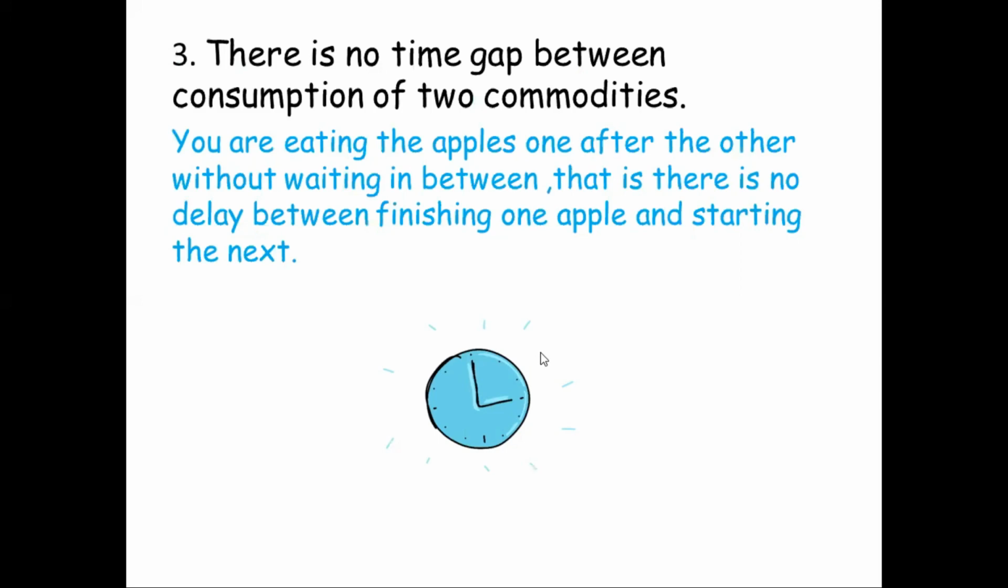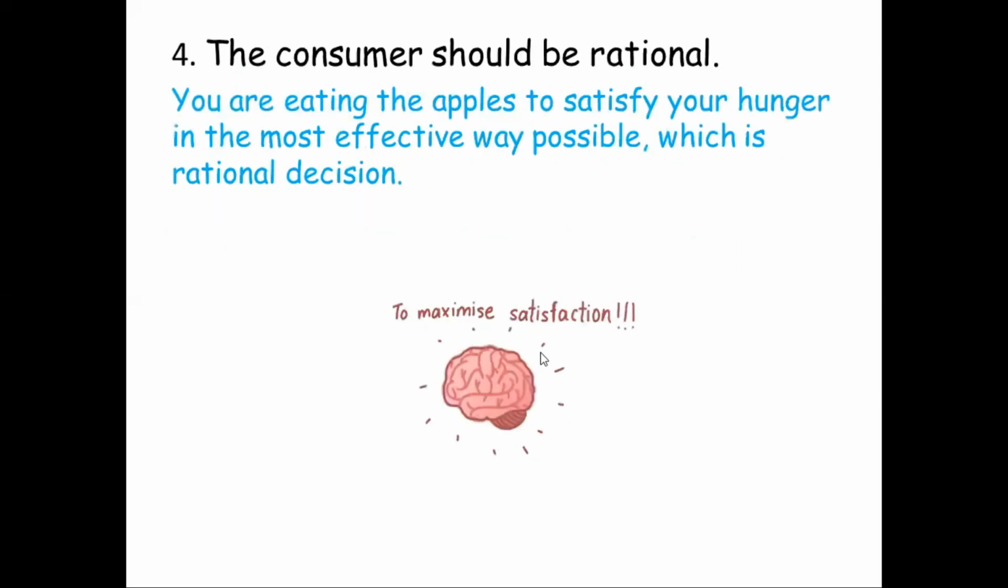Let's move on to the fourth assumption. The consumer should be rational. You're eating the apples to satisfy your hunger in the most effective way possible, which is a rational decision. Rational means logical thinking, or using your brain in a proper way. Suppose I have the urge to eat apples, I won't keep it aside, and I want satisfaction.